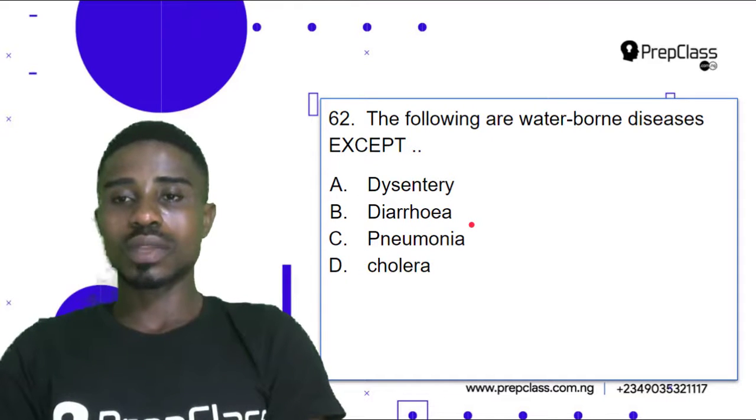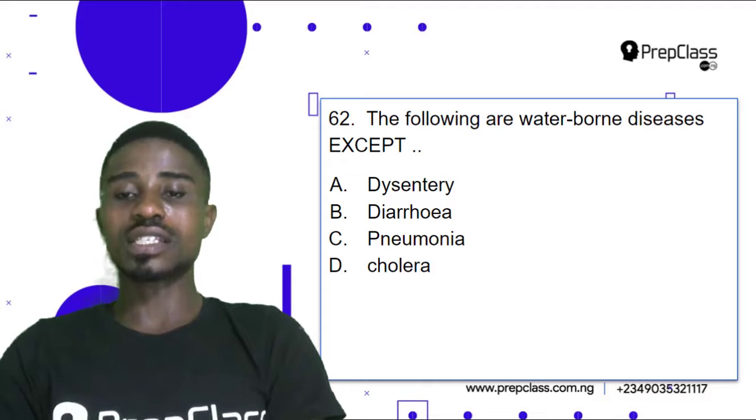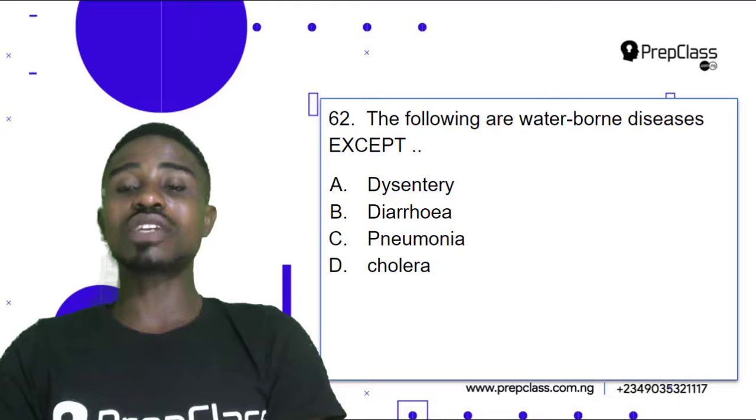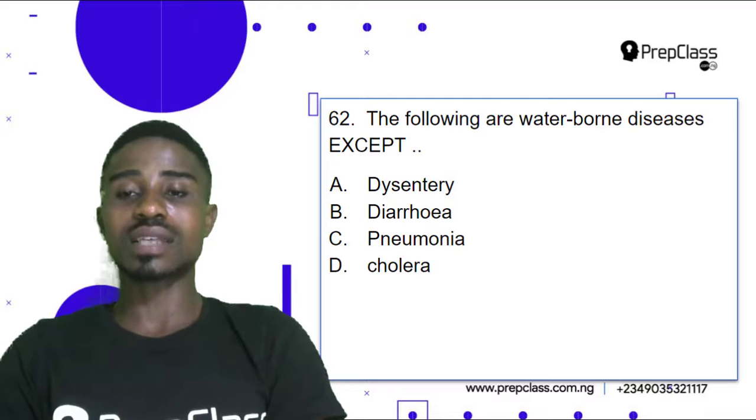Question 62. The following are waterborne diseases, except A. Dysentery, B. Diarrhea, C. Pneumonia, D. Cholera. For us to carefully select the correct answer, we need to analyze all of the options and see which one best answers our question.